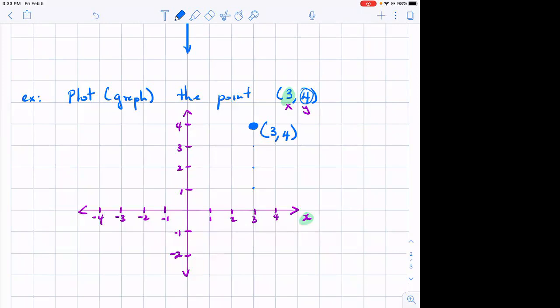Another way you can think of it is as the intersection of these two lines, where they meet. But it's only one point.